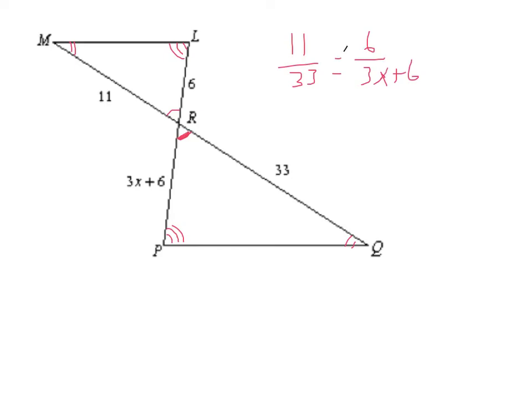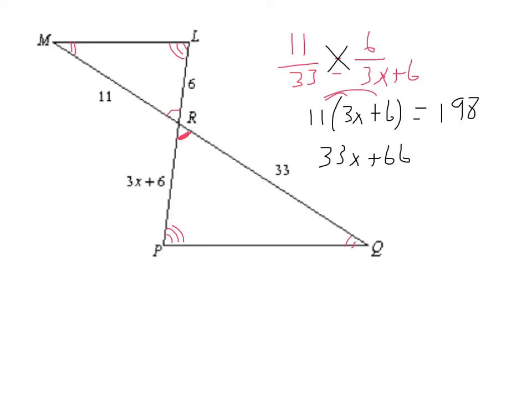So now we can cross multiply, and we get 11 times 3x plus 6. Again, remember that's a binomial, so we have parentheses there. So we'll have to distribute. And 33 times 6 is 198. We distribute the 11, and we get 33x plus 66 equals 198. We subtract the 66 from both sides, and we get 132. We divide both sides by 33, and we get 4.